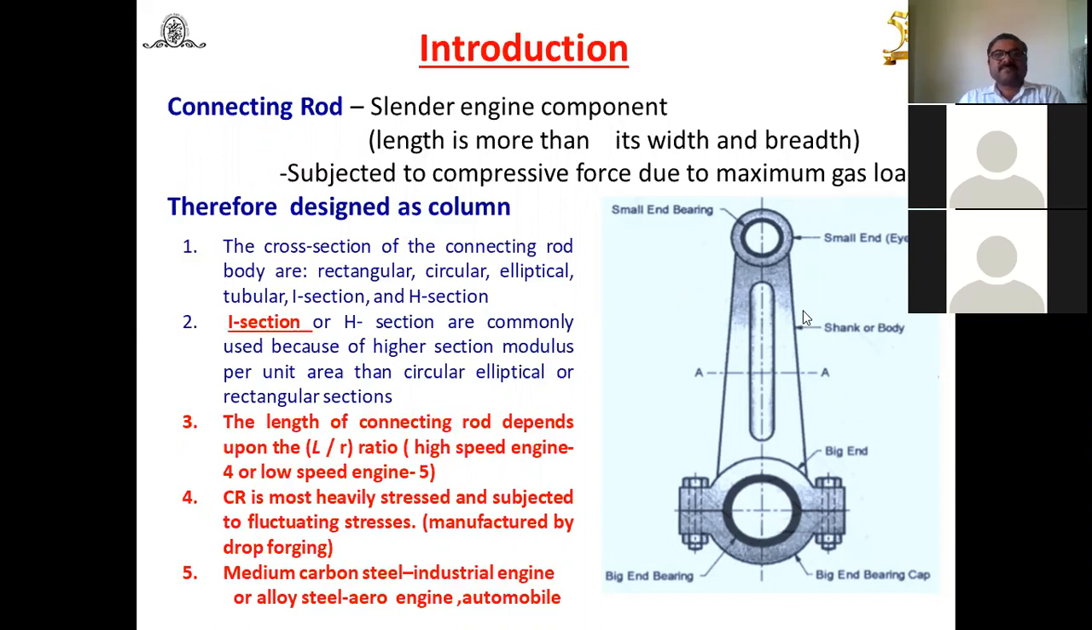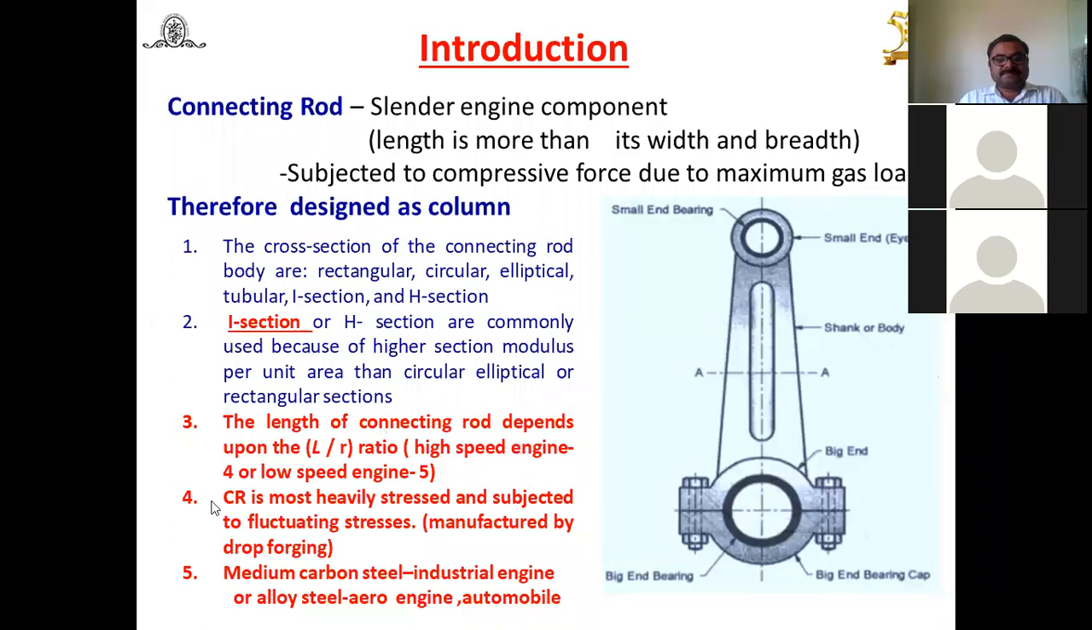Again, second thing, the length of the connecting rod depends on the L by R ratio, where L is the length of the connecting rod and R is the crank radius. For a high-speed engine, it is 4, and for a low-speed engine, it is 5. This is another important relation that we have to use for high-speed and low-speed engines.